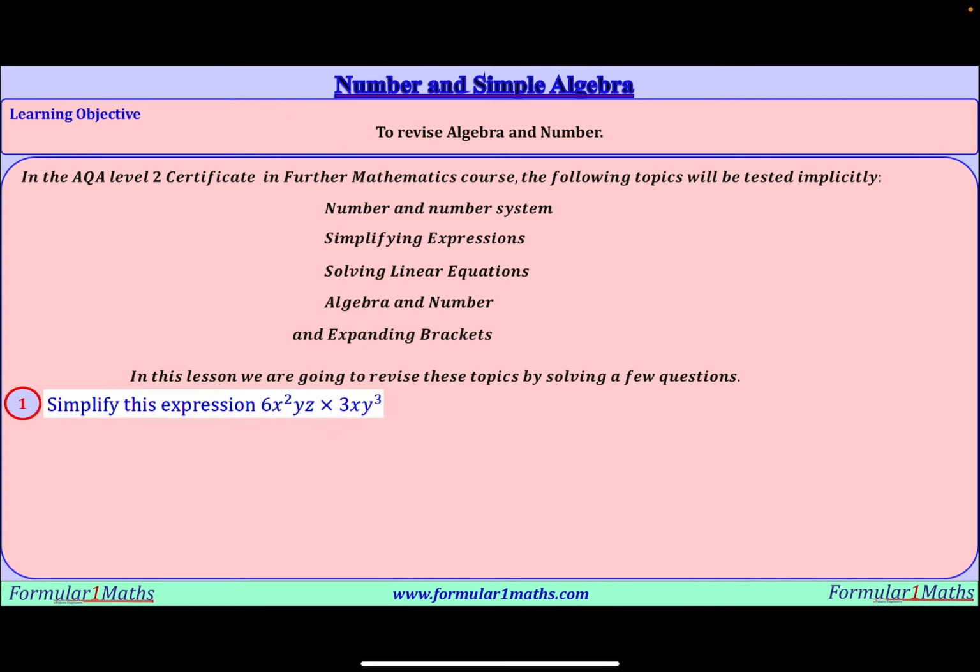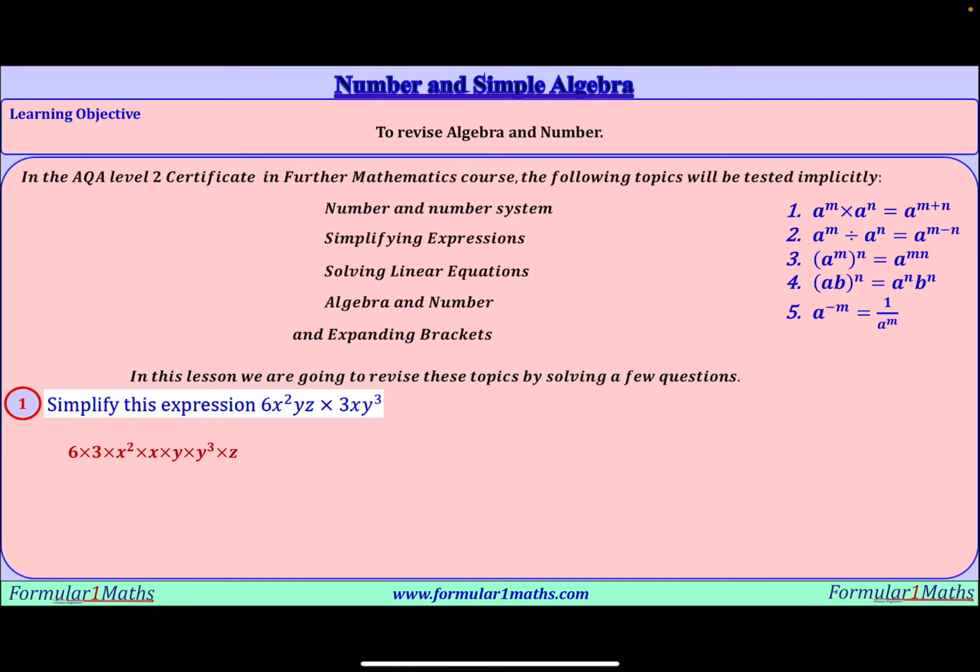Question 1. Simplify the expression 6x squared yz times 3xy cubed. It is best to rewrite the question in this form. By doing this, you are kind of grouping the common variables so that you can apply whatever rules you need to apply to them. So now let's go and use the laws of indices to help us to simplify this further.